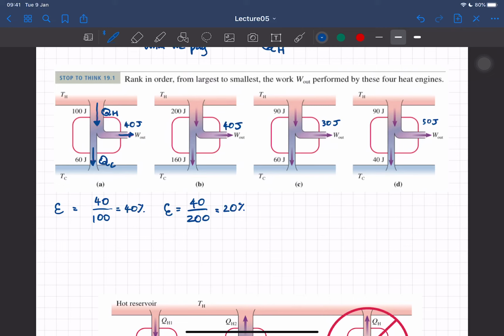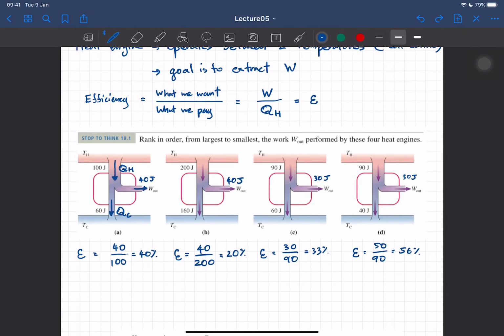Okay, and the rest follows the same pattern, right? So the efficiency for the third one is what we get, 30, divided by what we pay, 90. So that's going to be about 33%. And the last one is 50, what we get, divided by 90, and this one is about 56%. So the last one actually gives you the highest efficiency in terms of the heat engine. So to get the same amount of work done, you extract less energy from the hot side.